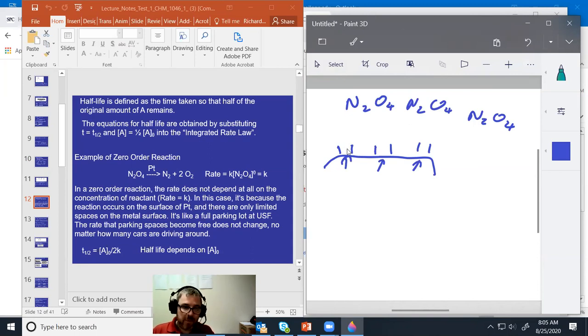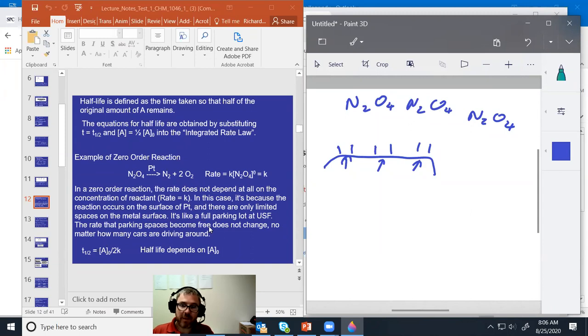In the blurb here, I compare it to, I'm sure many of you have tried to find a parking spot at USF. It's hard. It's difficult. I've done it before. It's very difficult. You know, there's a lot of cars floating around, but only very limited numbers of spaces. And this is a similar thing.